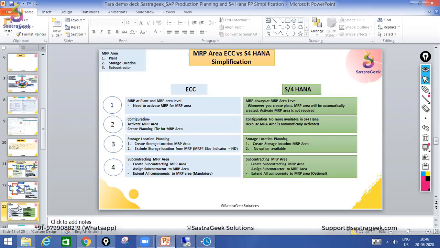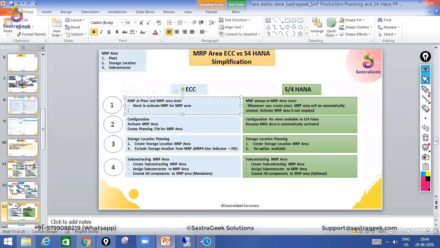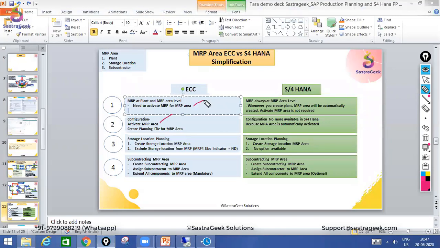Like in ECC, we used to create an MRP area and then we needed to activate the MRP area. These kinds of configurations we needed to do in the system. We needed to activate the MRP area, then create planning file entries for the MRP area. That type of configuration was available in ECC. Now in SAP S/4HANA, this kind of configuration is not required. That has been removed.